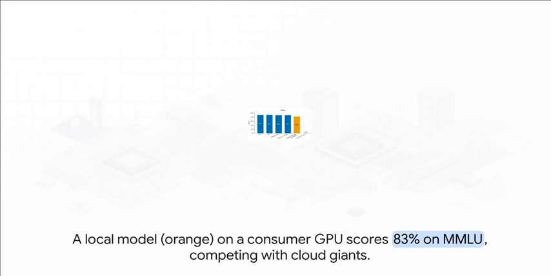Those blue bars? Those are the cloud-based giants, the big models with massive data centers behind them. And that orange bar? That's an open-source model running on a single consumer GPU. And it's scoring 83%, right up there with the big guys. So who says you need a whole data center to compete?